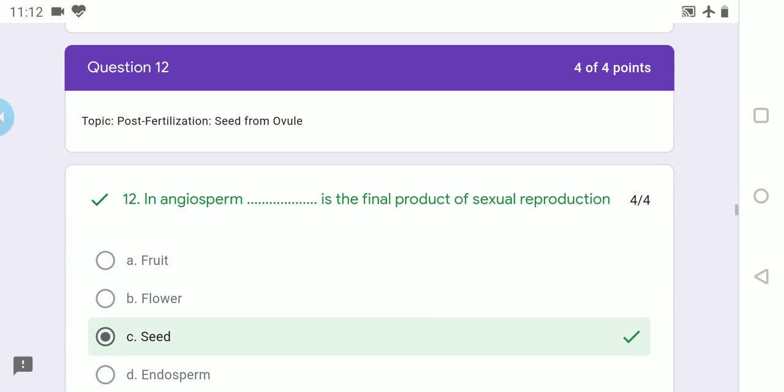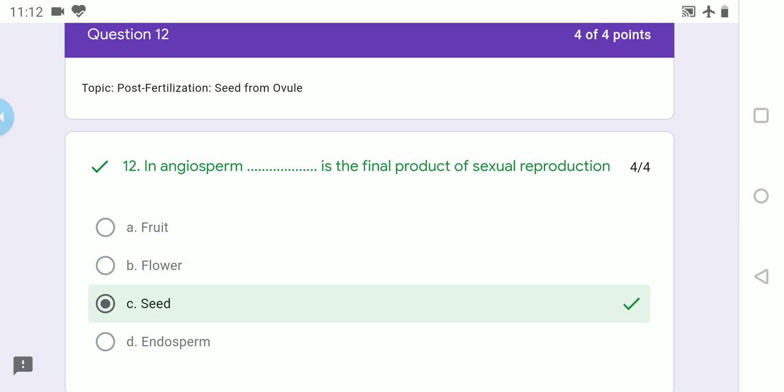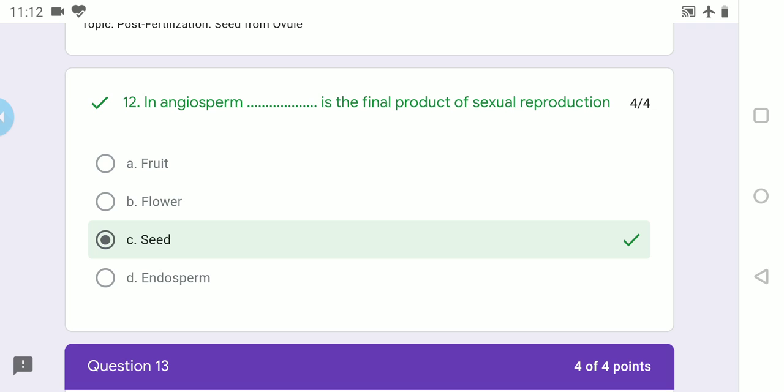The next question, the 12th one. This is related to the topic post-fertilization: seed from ovule, or we can also say the formation of seeds. So let me read the question. In angiosperms, dash is the final product of sexual reproduction. Yes, seed, isn't it? Seed is the post-fertilization product of ovule, or a fertilized ovule also, isn't it? So it is the final product of sexual reproduction.